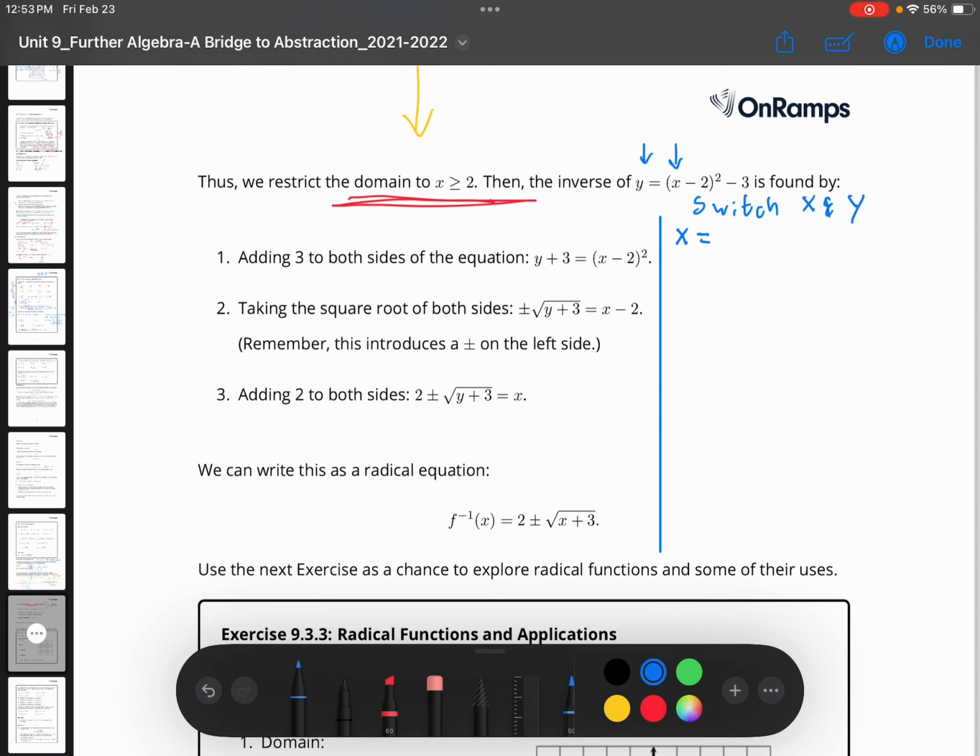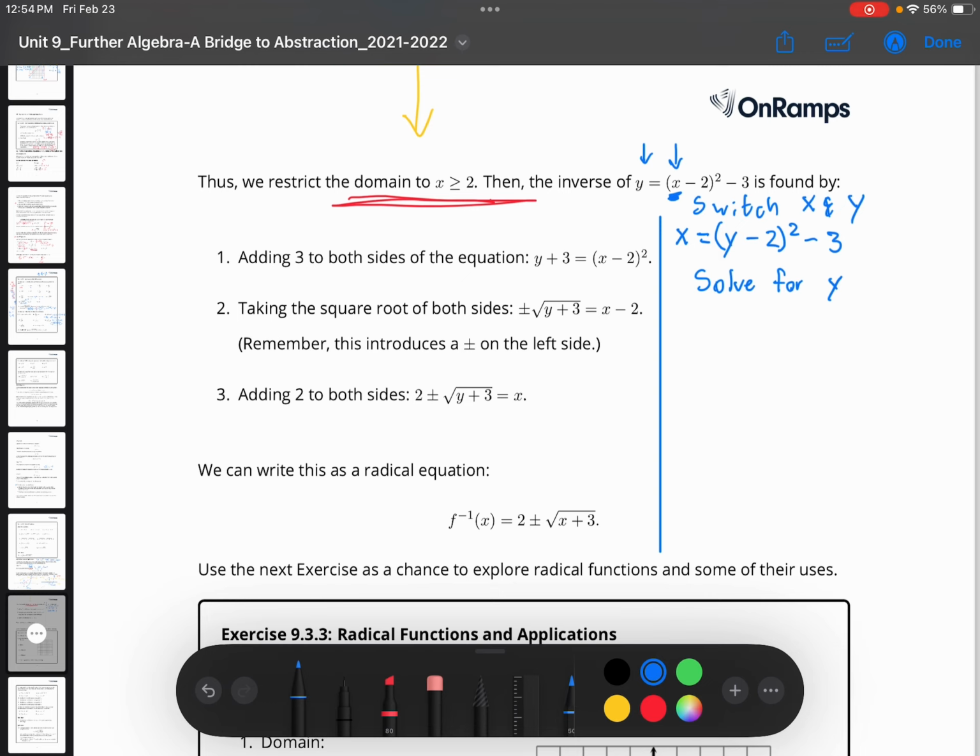And I'm literally going to replace this x right here with a y. Y minus 2 squared minus 3. And then to find the inverse, all we have to do is solve for y. Right, so notice what we're going to do is we want to isolate the square function. In this case, don't FOIL, that actually would make it harder for you.